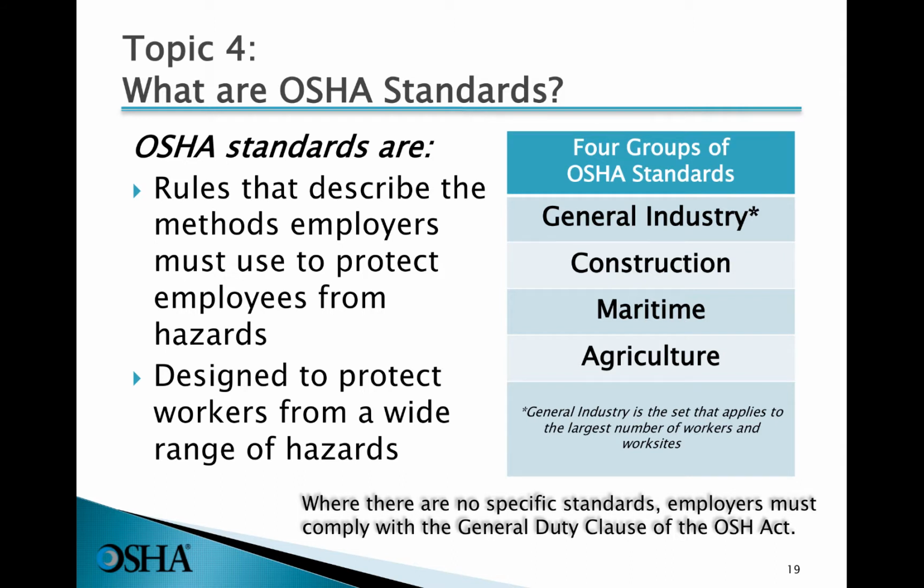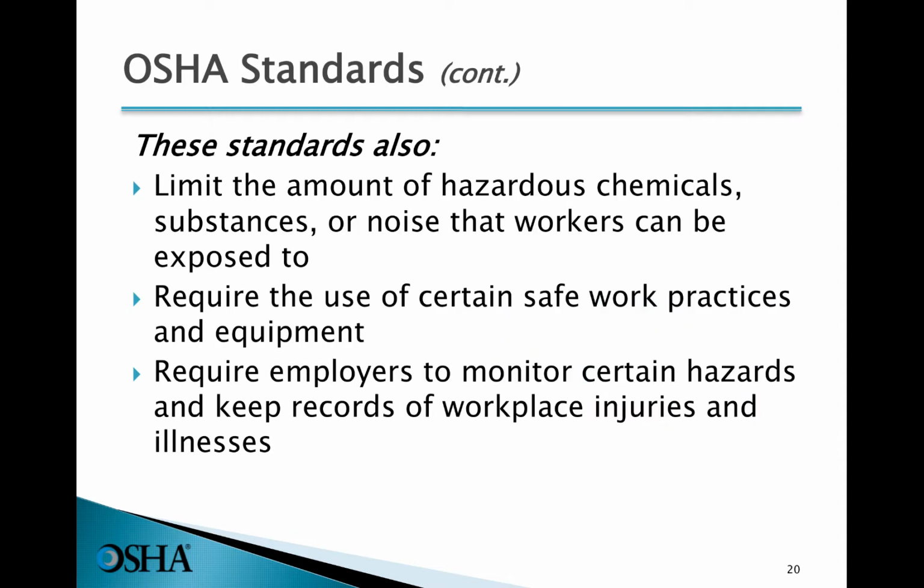Now, what are the OSHA standards? OSHA standards are rules that describe methods employers must use to protect employees from hazards. They're designed to protect workers from a wide range of hazards. There are four groups of OSHA standards: general industry, construction, maritime, and agriculture. Where there are no specific standards, employers must comply with the General Duty Clause of the Occupational Safety and Health Act.